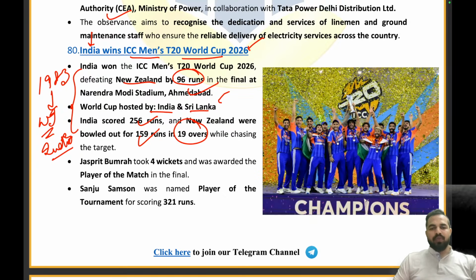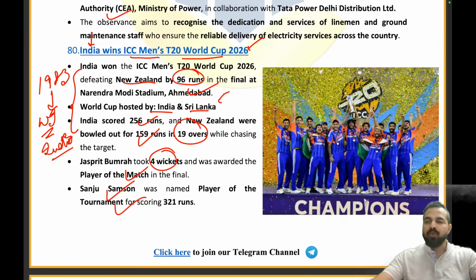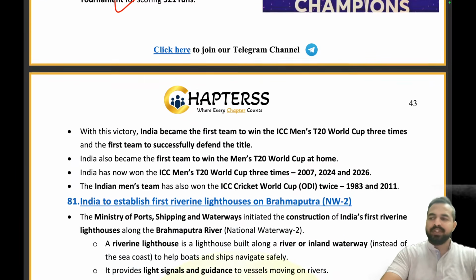Jasprit Bumrah took 4 wickets and was awarded the player of the match. Sanju Samson was the player of the tournament for scoring 321 runs. I hope this is clear.